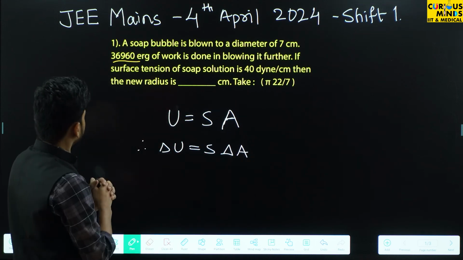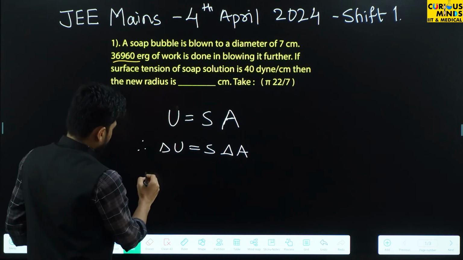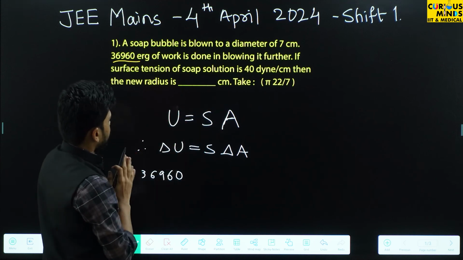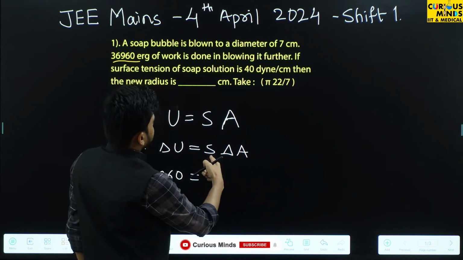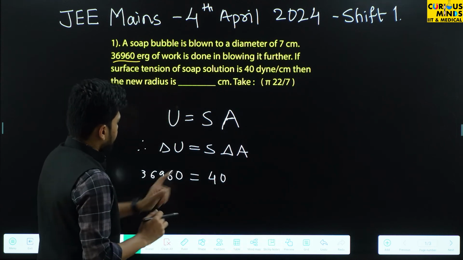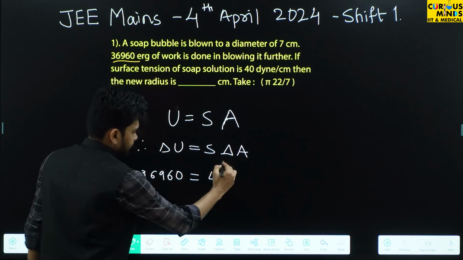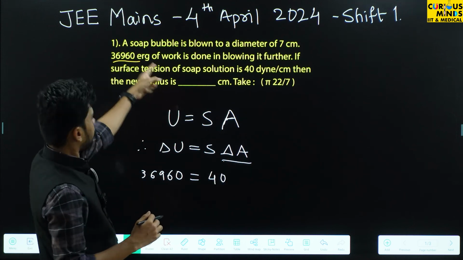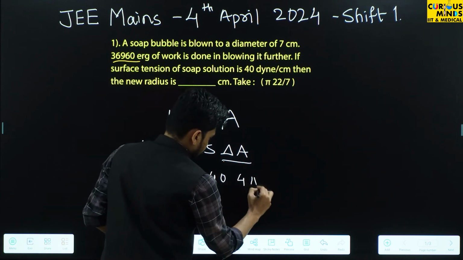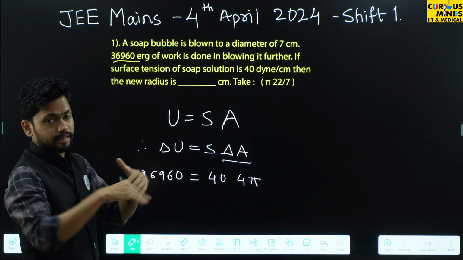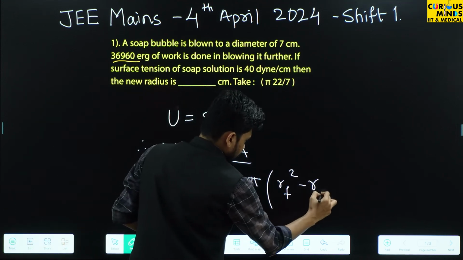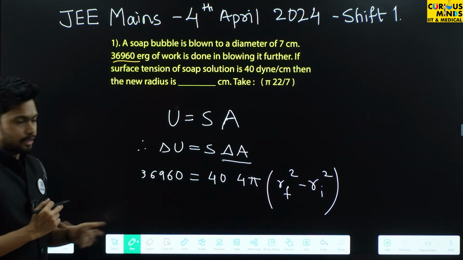So let's write down the information. Delta U that we know is this much. Everything is in CGS units, so I'm not writing the units. S is given as 40. Now, when it comes to writing this delta A, because it's a bubble, it will be a sphere. So the area change becomes 4 pi, and because the radius has increased, it's going to be R final square minus R initial square.